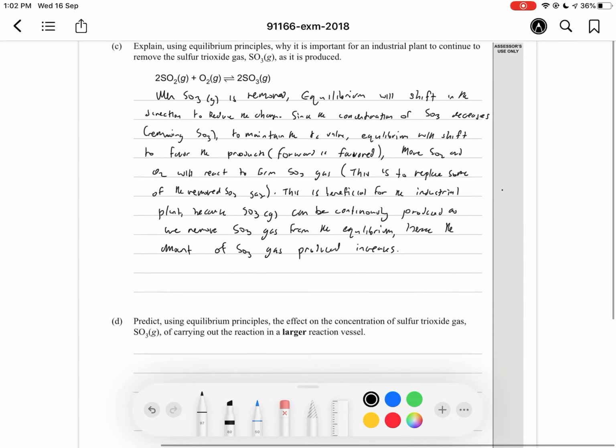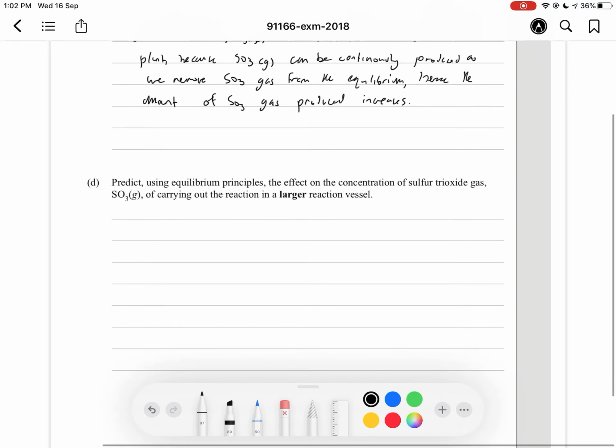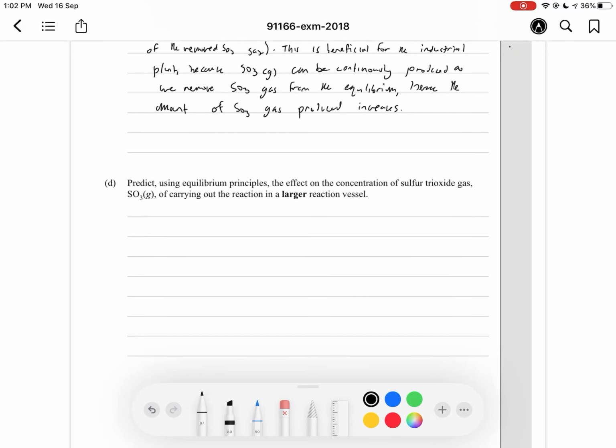So, alright, question C and D are actually linked, so we'll do question D. Predict using equilibrium principles the effect on the concentration of sulfur trioxide gas, SO3, of carrying out the reaction in a larger reaction vessel. When we have a larger reaction vessel, it's actually having a larger volume, so there's more space for the gas particles. You can think of it as equilibrium will shift in the direction to produce more gas particles in order to fill up this extra space.